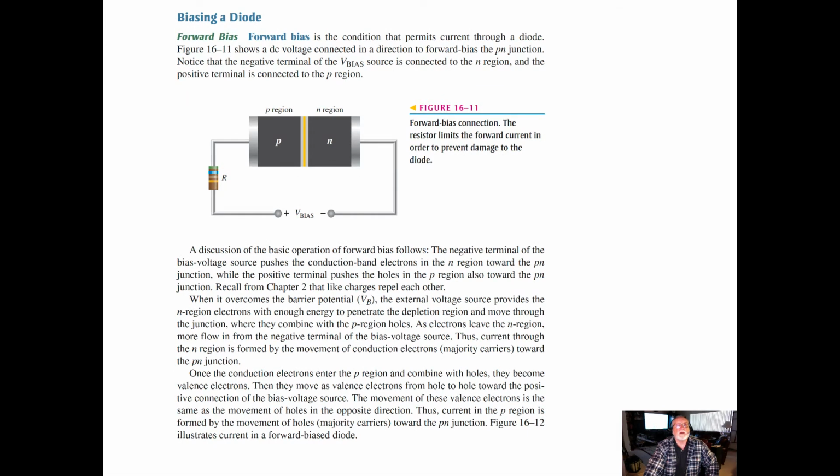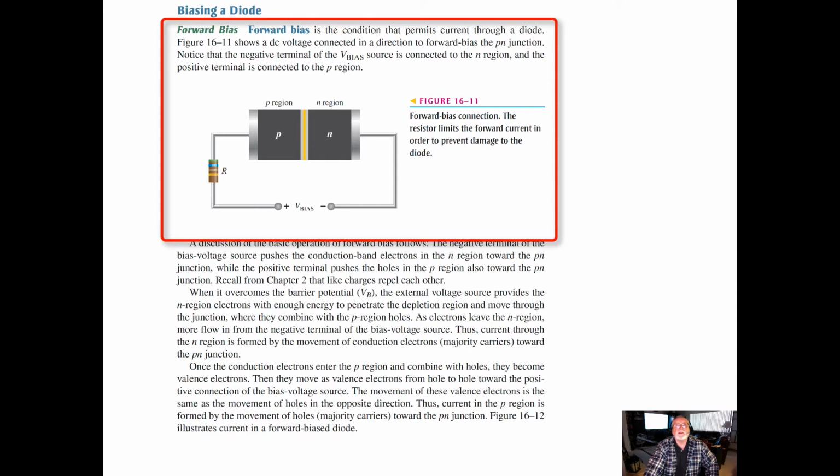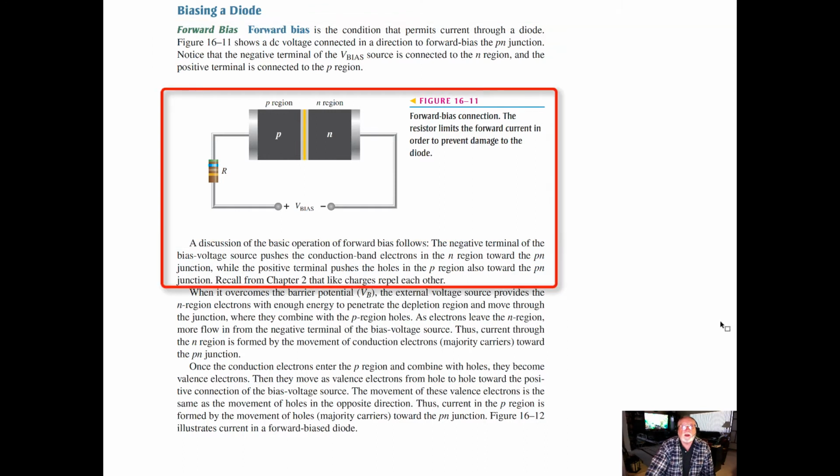So, biasing a diode. Forward bias is a condition that permits current through a diode. The diagram shows a DC voltage connected in a direction to forward bias the p-n junction. Notice that the negative terminal of the V bias source is connected to the N region, and the positive terminal is connected to the P region. So you can see that here. We put a little load resistor on there, positive on the P, negative on the N. A discussion of the basic operation of forward bias follows.